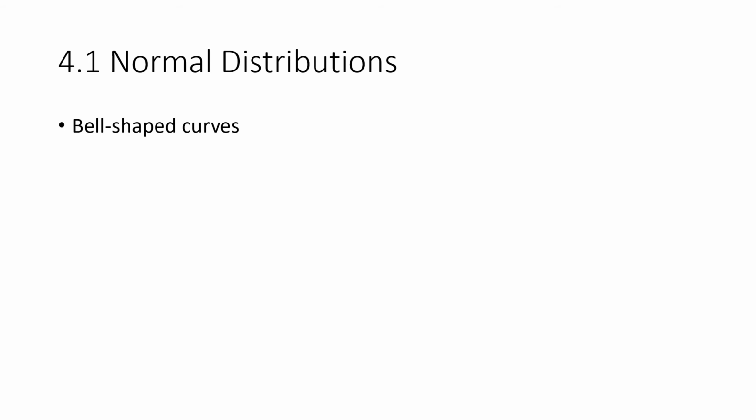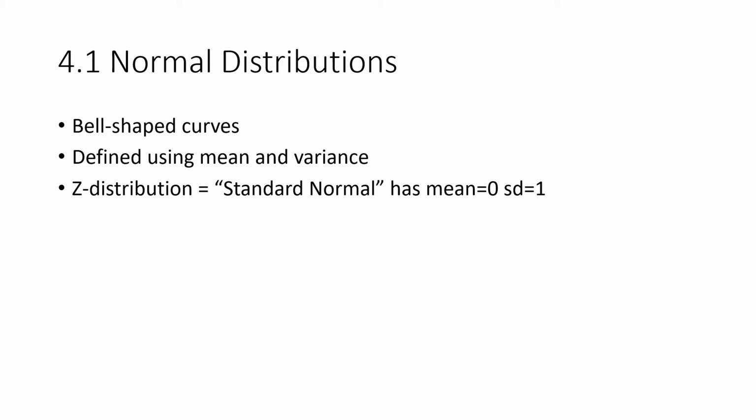Normal distributions are bell-shaped curves that we've probably all seen before. We define them by using their mean and their variance. There's one particular normal distribution which has a special name. It's called the z-distribution or the standard normal distribution, and it's the one that has a mean of 0 and a standard deviation of 1.